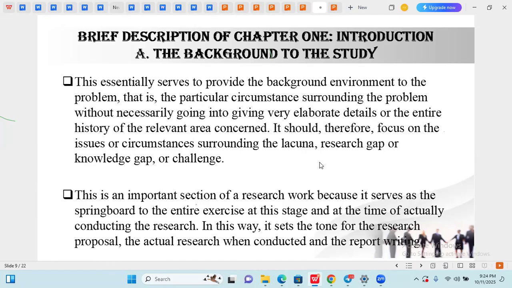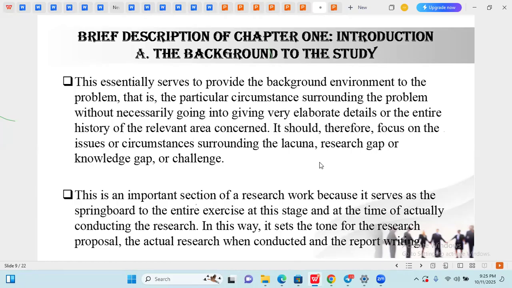I tell people, just follow this format. Once you follow this format, you know how to use journals. You know how to write. So look at it now. Introduction, the background to the story.